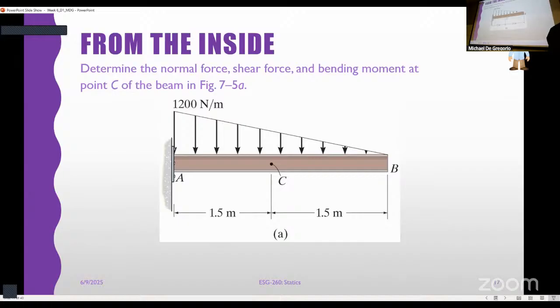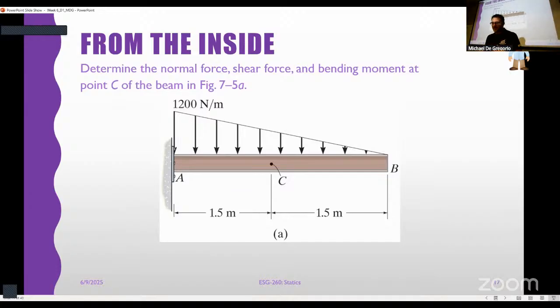Okay. This one looks pretty fun to do for sure. So determine the normal, shear, and bending moment at point C in this beam. Okay. Great. So there's a brute force way, and there is, let's call it, an elegant way, a clever way to do this. And they'll both work. So what's the brute force way?